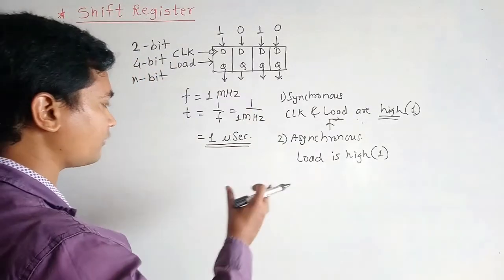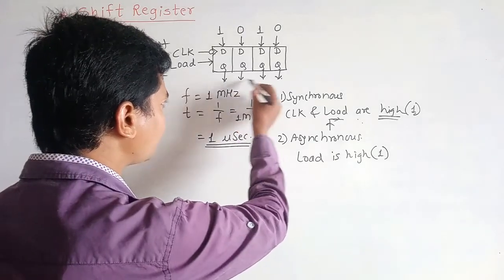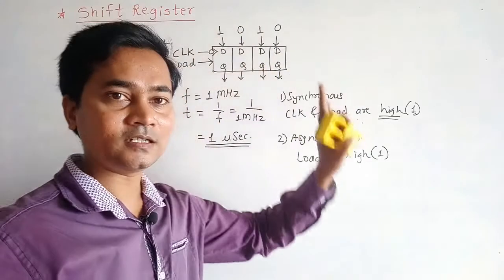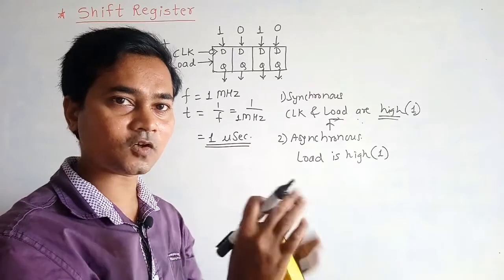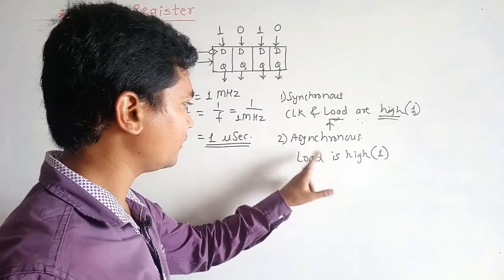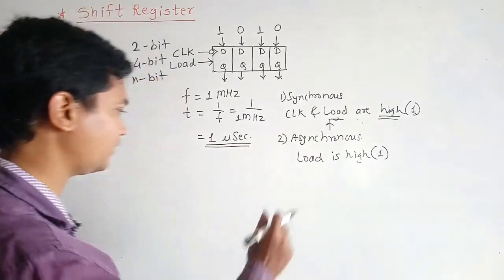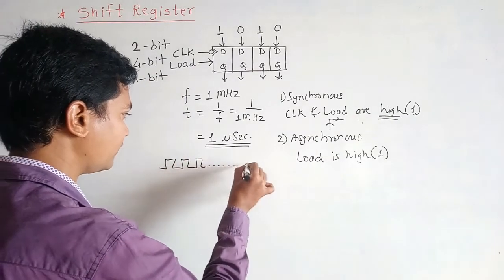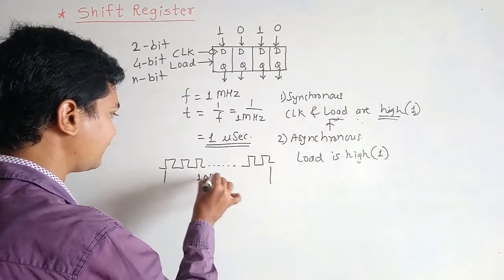Now what was our task? I want to maintain these outputs for 100 microseconds even if the input data is changed. I want to hold the outputs of the flip-flops for 100 microseconds. Then what should I do? I should simply make the load signal low for 100 microseconds. So we'll just draw a clock signal. These are the clocks, and consider that this time period is say 100 microseconds.